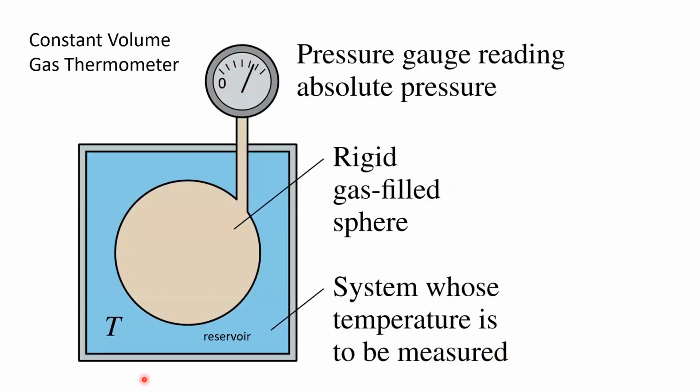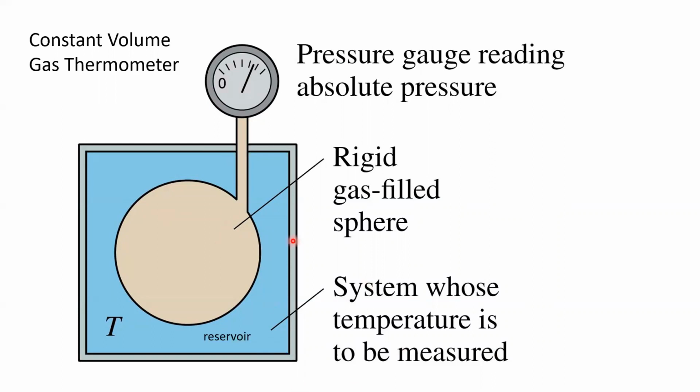Here is the constant volume gas thermometer. It could be as simple as a metal bulb with a fixed quantity of gas inside. There's no way for gas to exit or enter the bulb, and you've got a pressure gauge. And you would immerse this bulb filled with gas in something like a bath of ice water, which you know to be at 0 degrees, or you could immerse it in a quantity of boiling water, which you would know to be at 100 degrees.